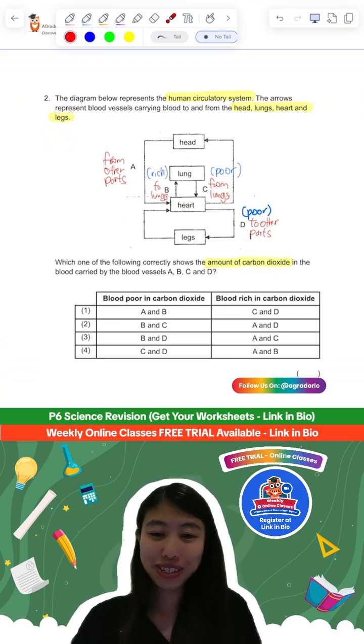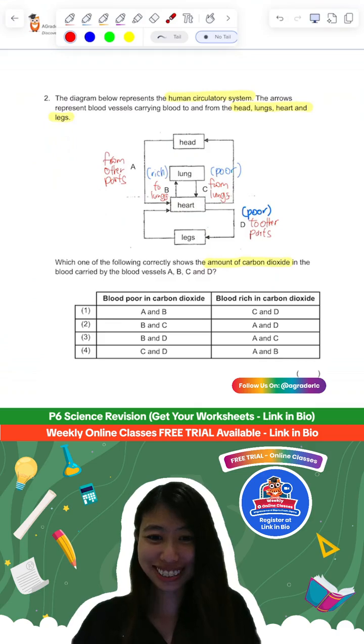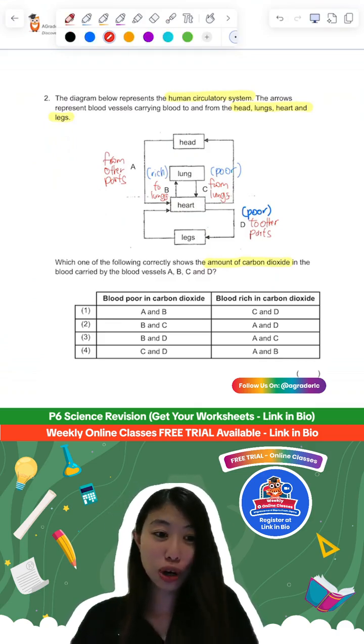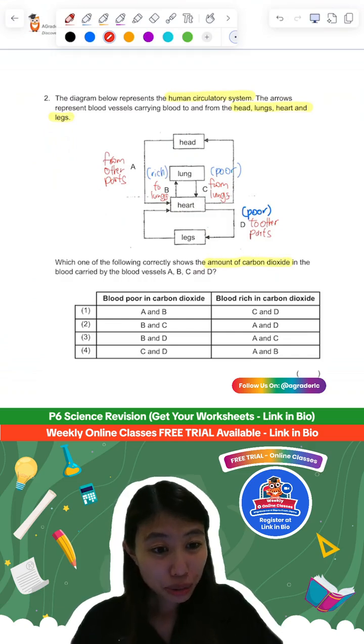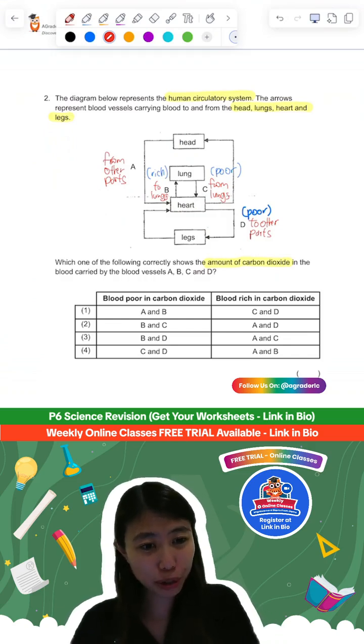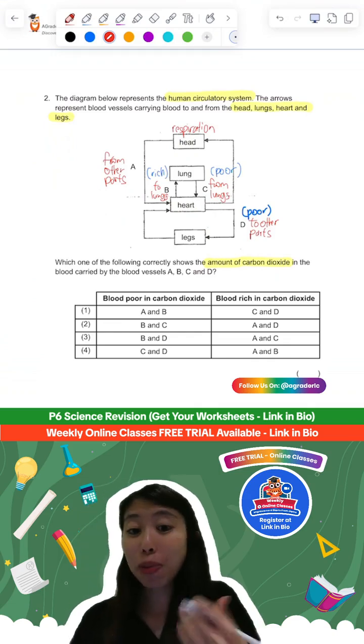Does anyone know what process they go through? The process that your body parts or your body cells go through is called respiration. So when they respire, a lot of carbon dioxide is given out.